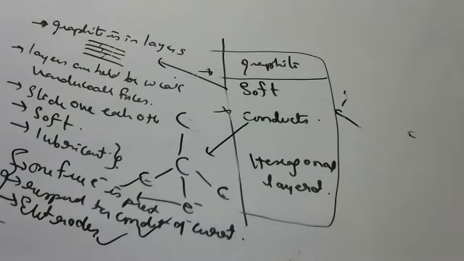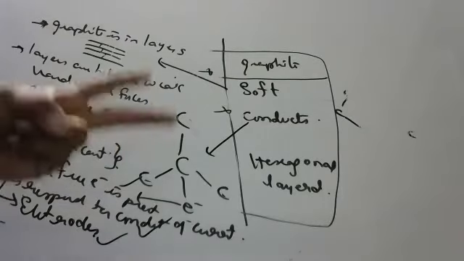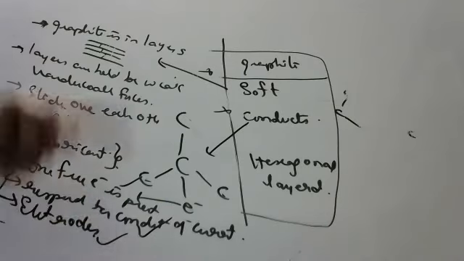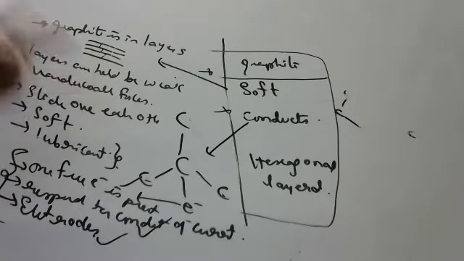Why is it soft? Because of layers. Layers are held by weak forces and they slide over each other. Hence it is soft and often used as lubricant. And why does it conduct electricity? Because it has one free electron. The free electron is responsible for conduction of electricity, and because it conducts electricity, it is often used as electrode. What is electrode? Anode or cathode. If you connect it to the positive terminal, it is anode. If you connect it to the negative terminal, it is cathode. You can use it as anything.